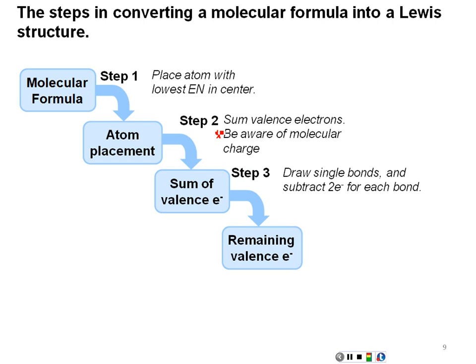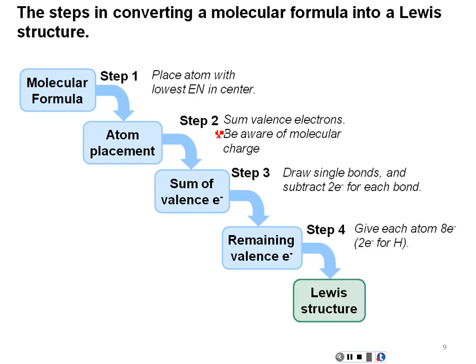For the third step, you draw single bonds between the center atom and the atoms on the outside of the center atom. Each time you draw a single bond, you subtract 2 electrons. And step 4, you give each atom 8 electrons, a full octet, or in the case of hydrogen, 2 electrons. This should lead you to the Lewis structure.